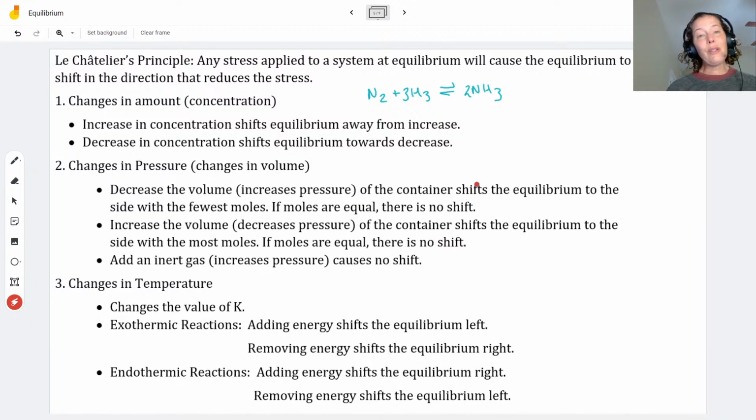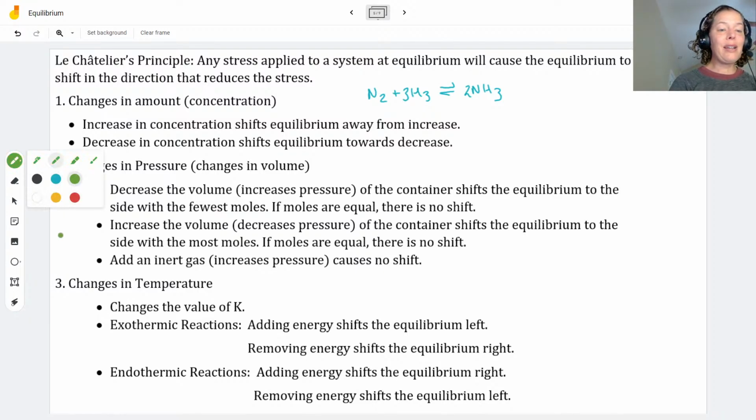So which way does the equilibrium shift? Well, this depends on the reaction. It's going to shift the equilibrium to the side with the fewest moles. So the way I think about this is, if you decrease the volume, then the reaction is going to try to make itself as small as possible. So that's why it's going to shift to the side with the fewest number of moles. The next question probably out of your mouth is, how do you know how many moles you have?